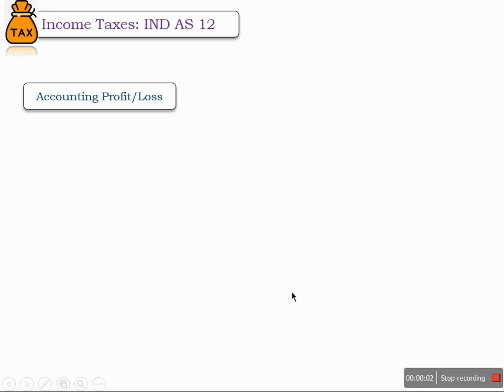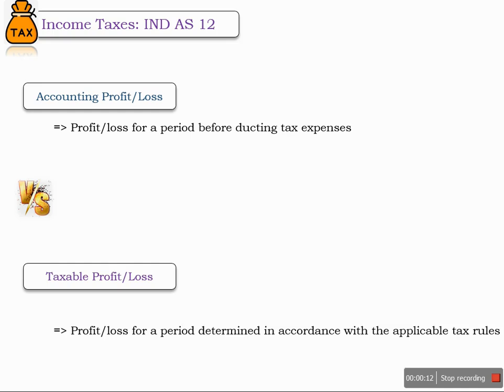Accounting profit and loss is the profit and loss that is recognized based on accounting principles, before deducting tax expenses. Taxable profit and loss is the profit and loss for a period that is determined in accordance with the Income Tax Act. There may be differences between the accounting profit and taxable profit, for different reasons. For example, expenses that we have recognized in accounting P&L but are not deductible for tax purposes, for example, payments under section 43B.